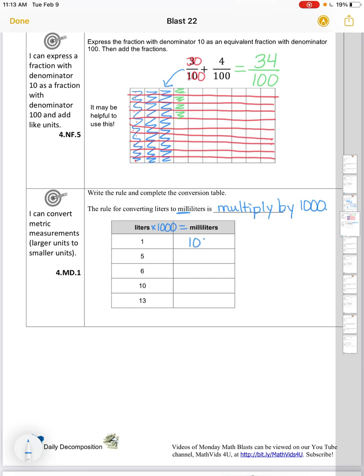1 times 1,000 is 1,000. 5 times 1,000 is 5,000. 6 times 1,000 is 6,000. 10 times 1,000 is 10,000. And 13 times 1,000 is 13,000.